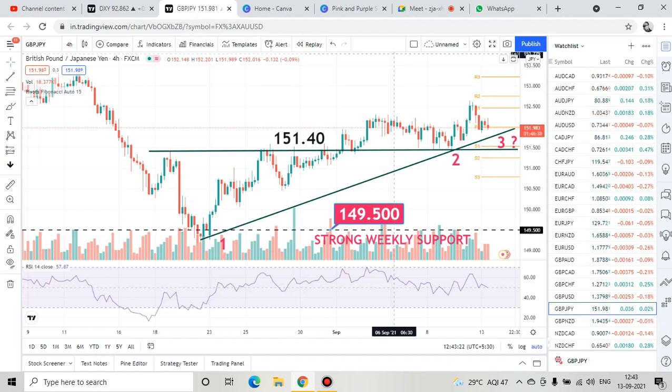So let's get started. This is the 4-hour chart of GBP JPY in front of us right now, and as you can see, I have marked many levels here. Let's try to understand why these levels are important, and what the importance of these numbers is.